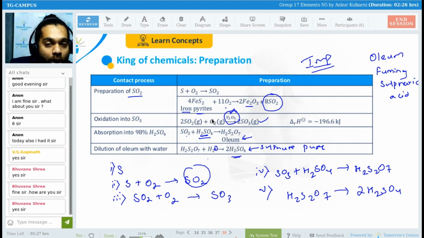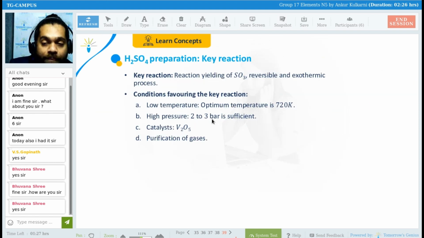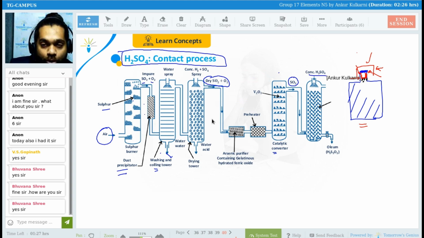Where does it go? It gets absorbed in H2SO4 as oleum. So you have the H2SO4 there, and you get the oleum, that is H2S2O7. And when you hydrolyze it, you will get H2SO4. Is it clear, everyone? Yes or no? Sorry, is it clear?